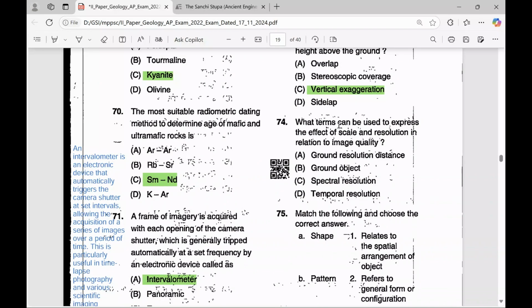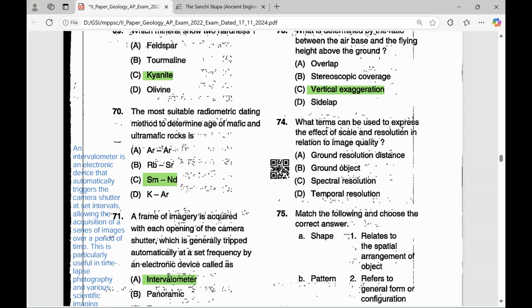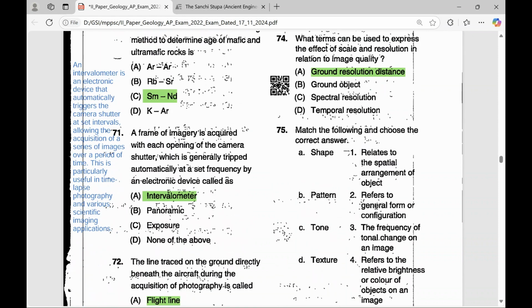What terms can be used to express the effect of scale and resolution in relation to image quality? Ground resolution distance, ground object, spectral resolution, and temporal resolution. Okay. What terms can be used to express the effect of scale and resolution? See, when scale and resolution come, you have to go with the ground resolution. Even spatial resolution, which we say.